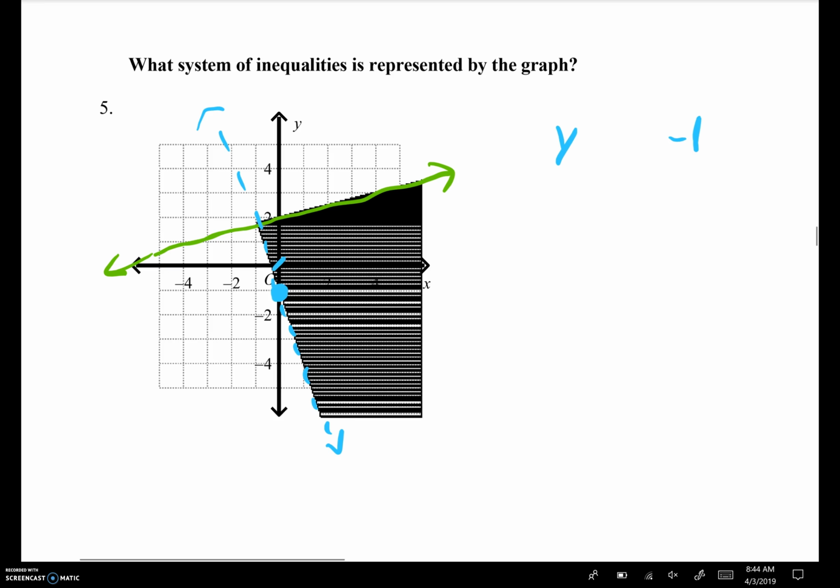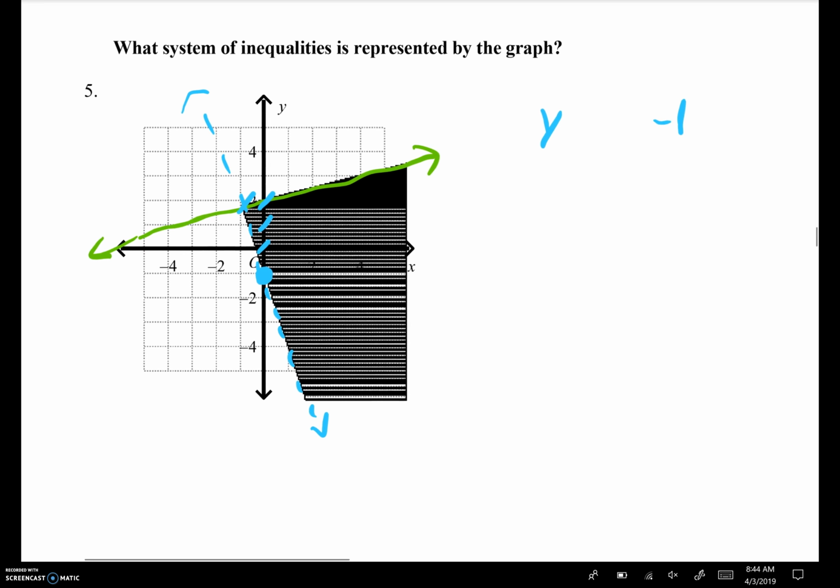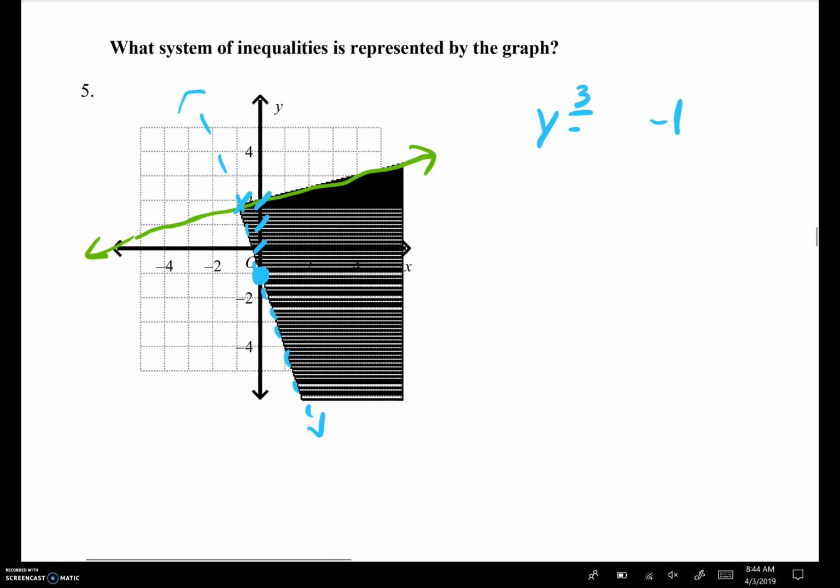Slope, I went up 1, 2, 3, and left 1. So +3 over -1. And again, that's the same as going down 1, 2, 3 over 1, so that would be -3 over 1. 3 divided by -1 is -3. -3 divided by 1 is also -3. So it doesn't matter which way you go.